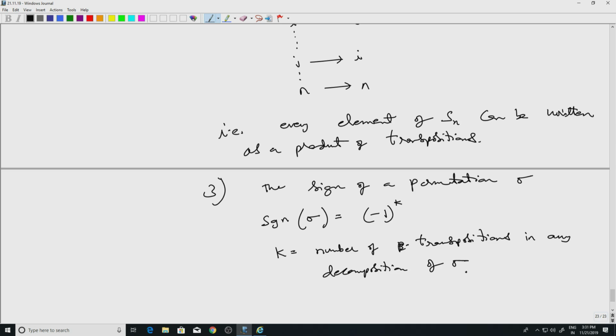So every element can be written as a product. So let's call this a decomposition of the permutation. So I'm writing sigma as tau 1 through tau r, a product of transpositions. So this r is what I'm talking about here. I've called it k. K is the number of transpositions in any decomposition of sigma.